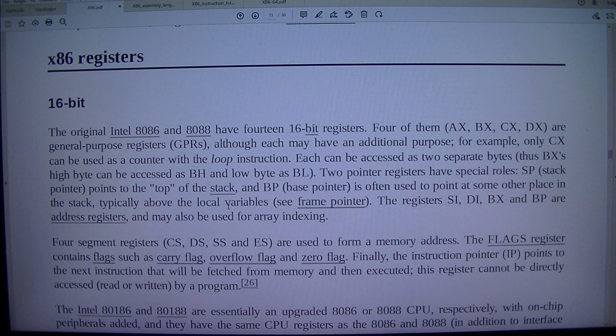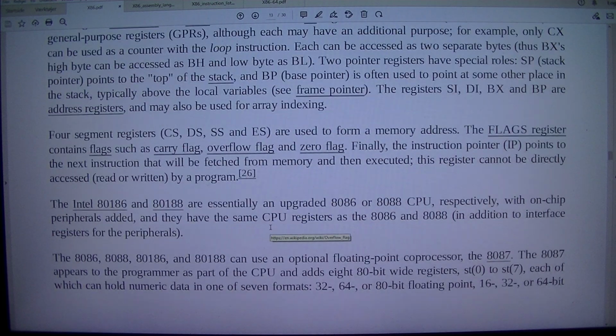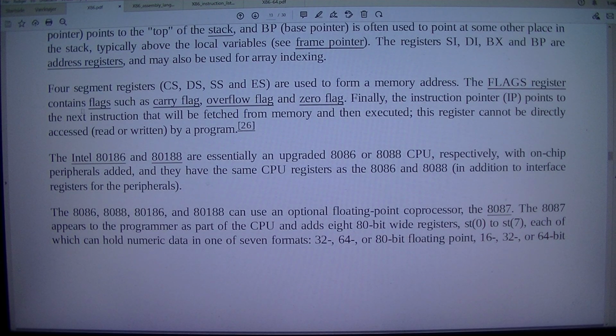See frame pointer. The registers SI, DI, BX and BP are address registers, and may also be used for array indexing. 4 segment registers, CS, DS, SS and ES, are used to form a memory address. The flags register contains flags such as carry flag, overflow flag and zero flag. Finally, the instruction pointer, IP, points to the next instruction that will be fetched from memory and then executed. This register cannot be directly accessed, read or written, by a program.